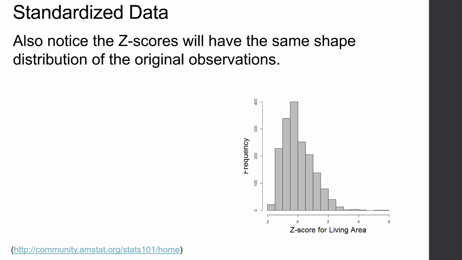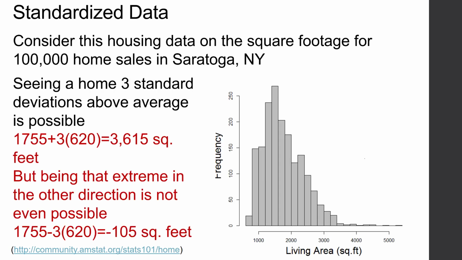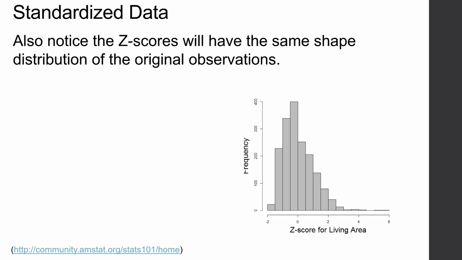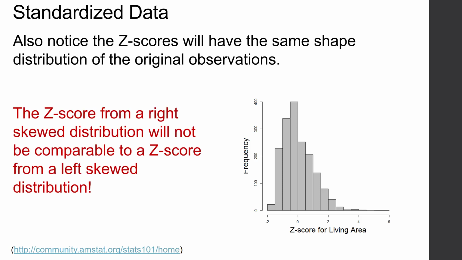Also notice that the z-scores will have the same shape distribution as the original observation. So this histogram is of the square footage of all the 100,000 square footages. But this one is me computing the z-score for each of those 100,000 observations and graphing that. The z-score from a right-skewed distribution will not be comparable to a z-score from a left-skewed distribution.